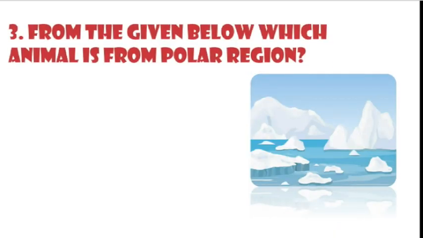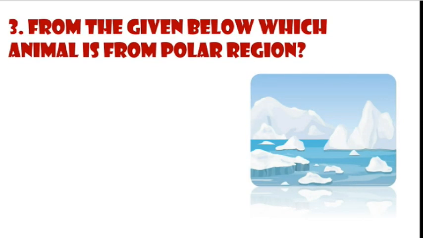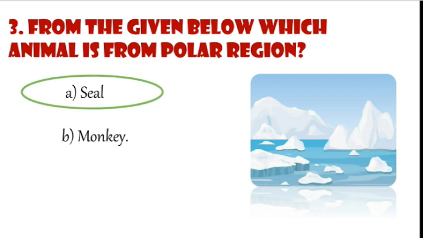And here's your third question, which is, from the given below, which animal is from polar region? Here are two options, A, seal and B, monkey. So, from these two animals, which one do you think lives in polar region? Yes, you all are correct. It's letter A.